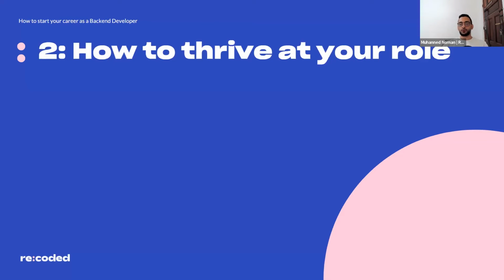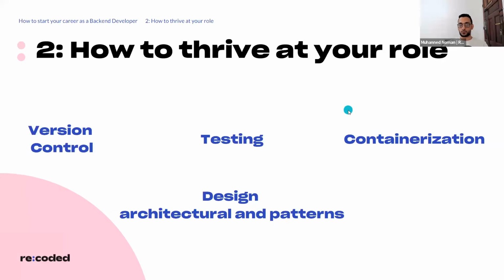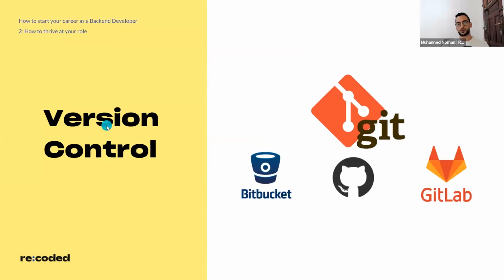So how can you actually thrive at your role, and how can you move to the next step? There are a lot of things that you can do. The basics is understanding version control. You have testing as well, containerization, and then the design architecture and patterns that are used and followed in backend development. If you start with version control, you can start with Git or any other version control system, but Git is the most famous right now.